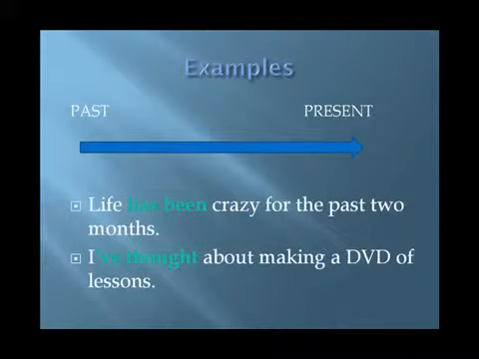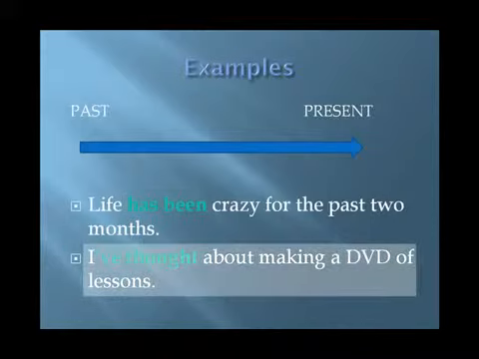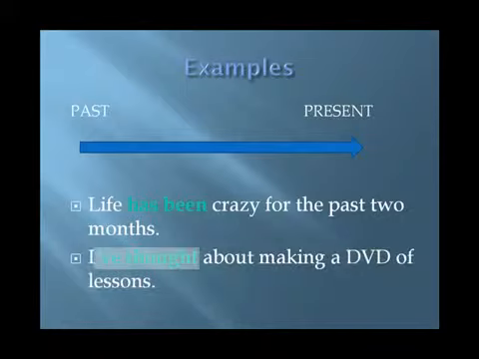Second example: I've thought about making a DVD of lessons. Here, by using the present perfect, I'm telling you that I had this thought in my mind in the past, and I continue to have it in my mind now, in the present.